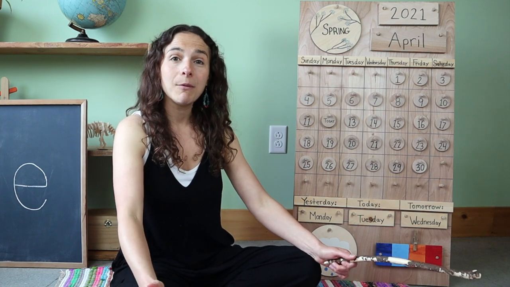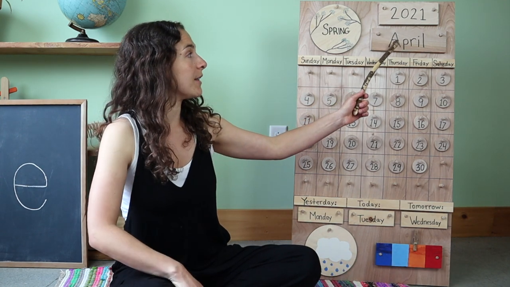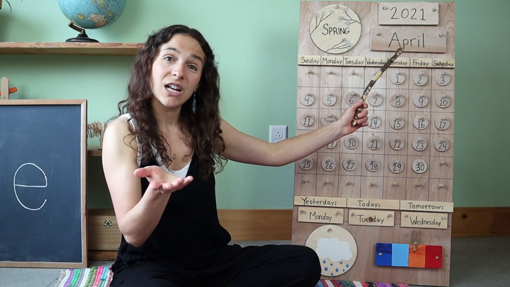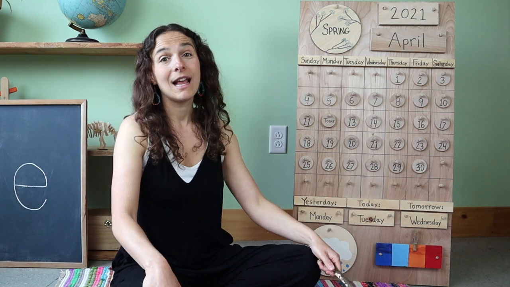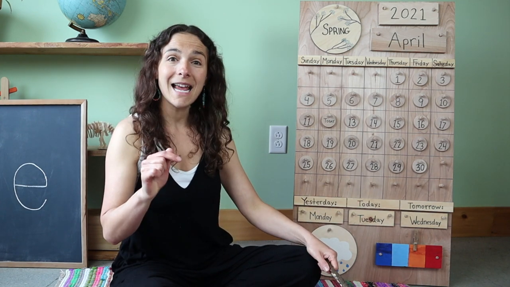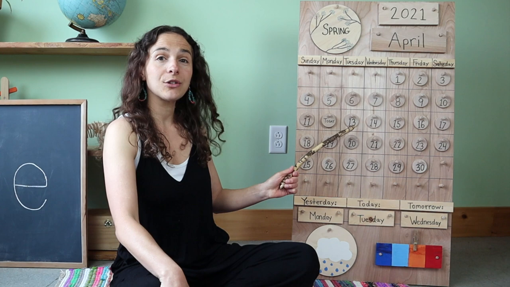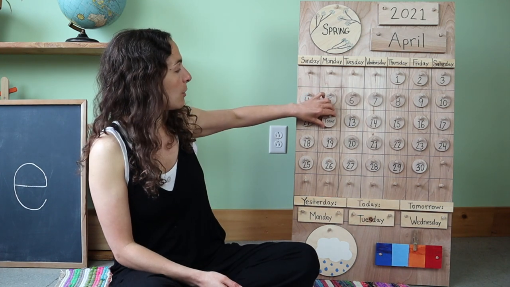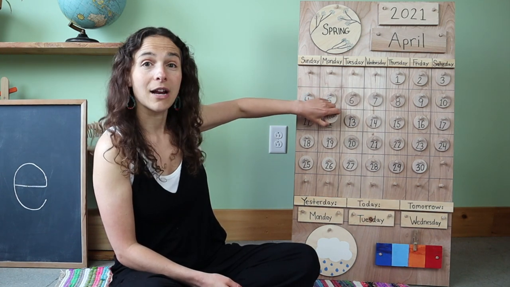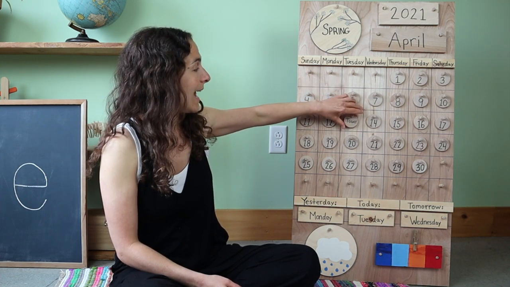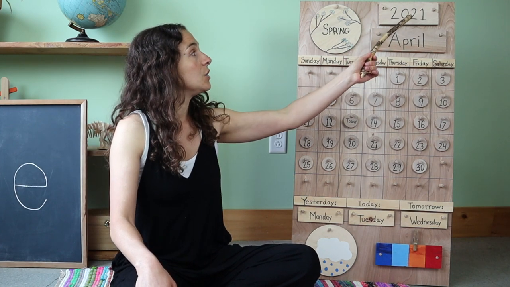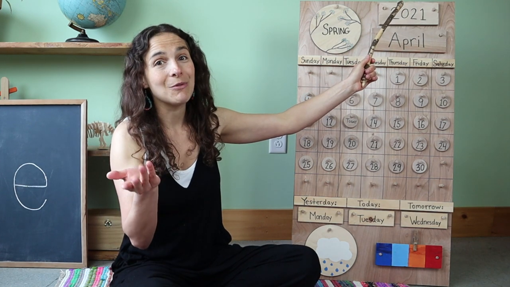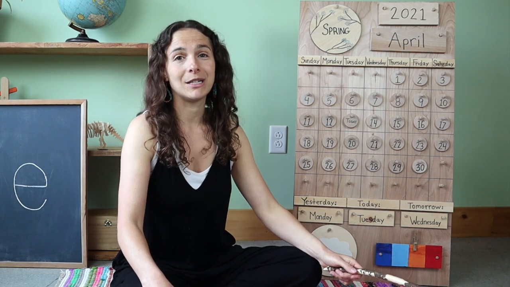The first thing that we're going to do is go over the date. And when we see the date, we start off with the month. The month is right up here. Do you know what the month is? April. That's right. The month is April. And today is April 13th. So let's move the chip over from yesterday. Yesterday was April 12th, and today is April 13th, 2021. But you can also say that the year is 2021.